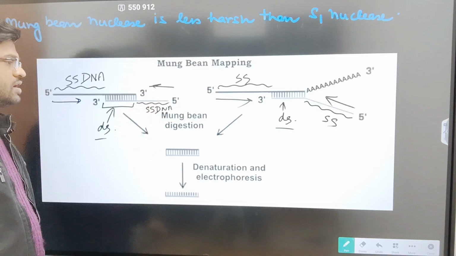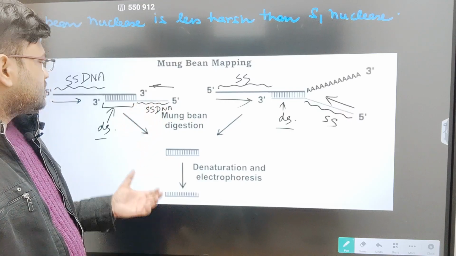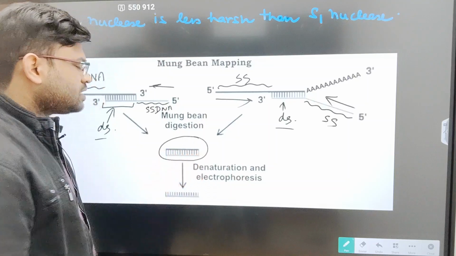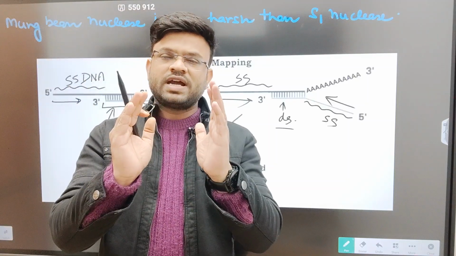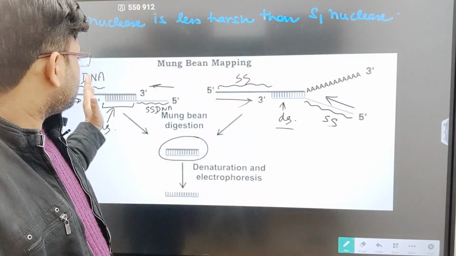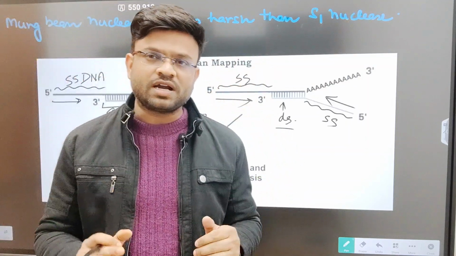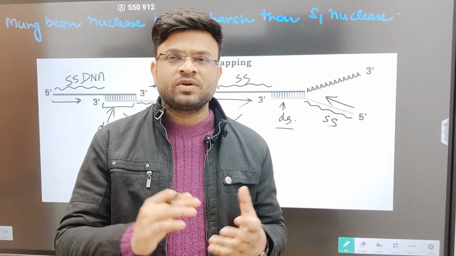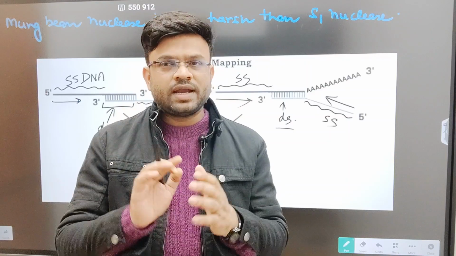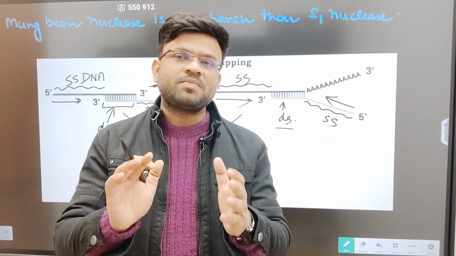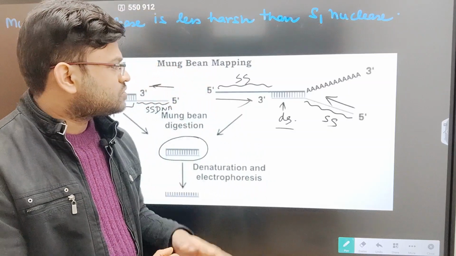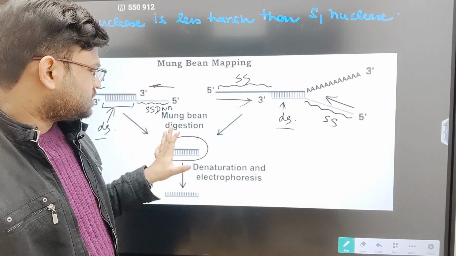It will start breaking, and what you will get at the end, in both the conditions, you will get something like this. That means it will stop cutting when you get a double stranded region. That means when there is a double stranded region at the end, all the overhangs have been cut from the 5' end. Then you would get only a double-stranded fragment, and then Mung bean endonuclease will stop functioning as endonuclease. This is the concept. So I believe you would have got this clear.